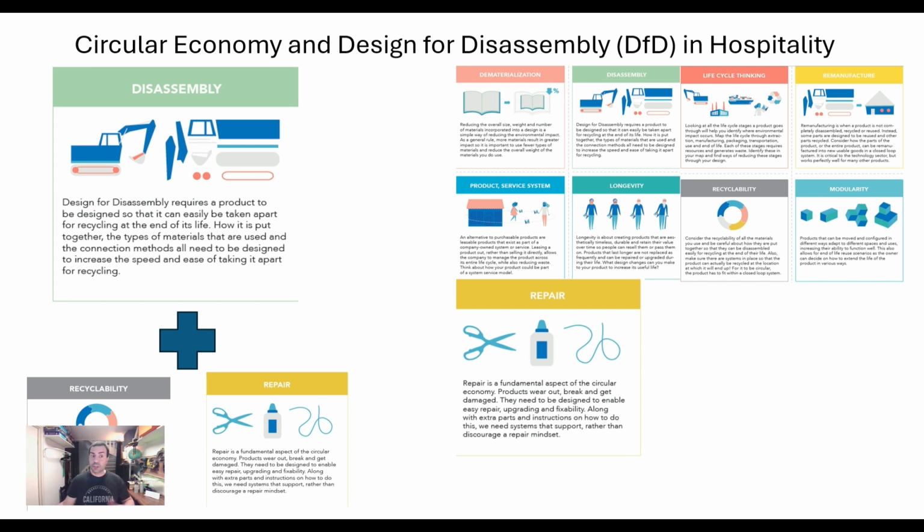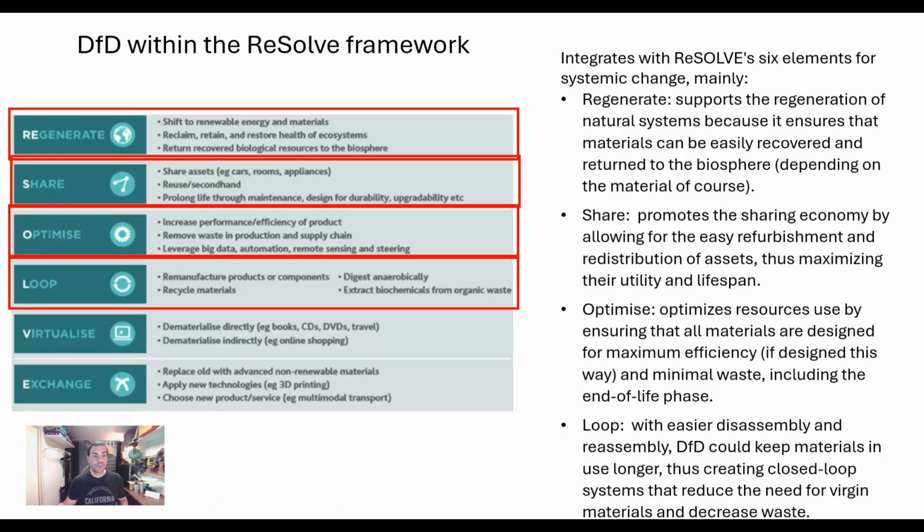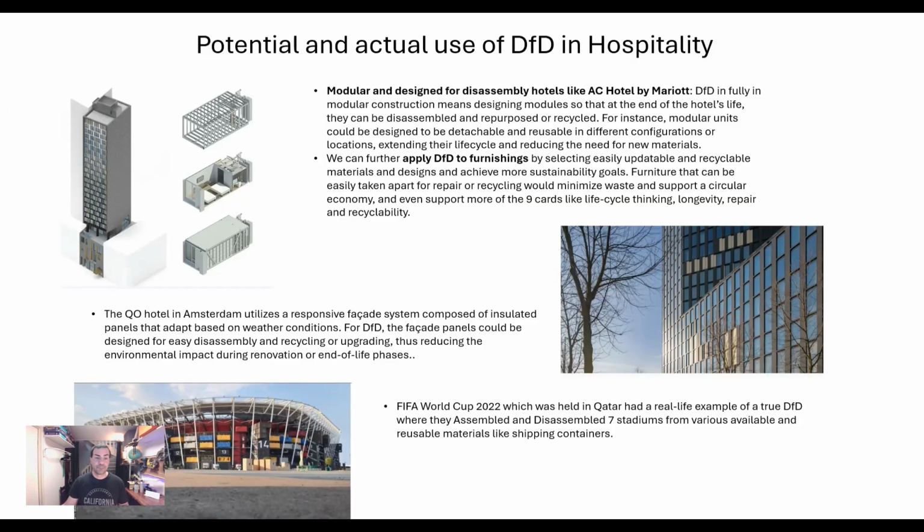And it also supports modularity, which is the main point I'm going to get into. So in the ReSOLVE framework, it supports the regeneration of natural systems because it ensures the materials can be easily recovered. It also embraces the share, because it promotes a sharing economy by allowing for easy refurbishment. So when you take something apart and you can fix bits of it, then you're supporting that part. It helps with optimization of resources, which can be used over and over because it can be disassembled and reassembled. And finally, it's a loop. Because of easier disassembly, you could keep materials in use much longer.